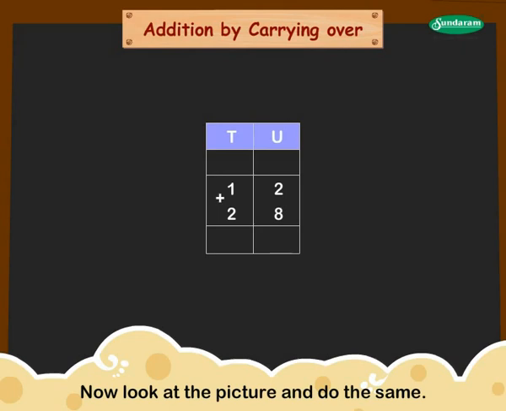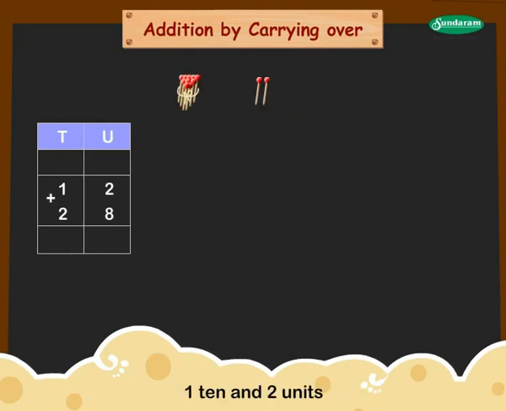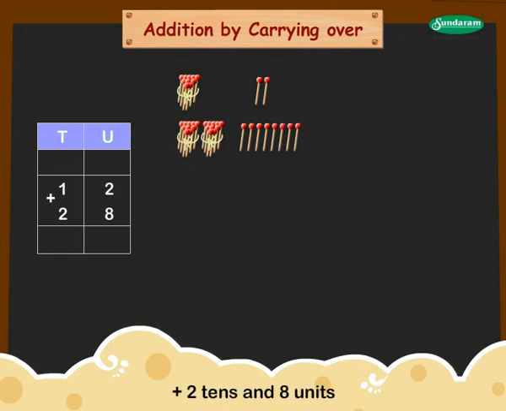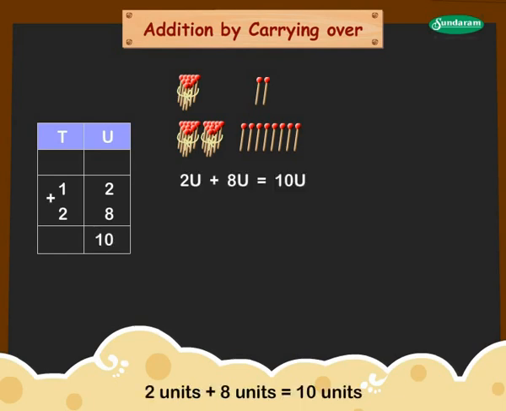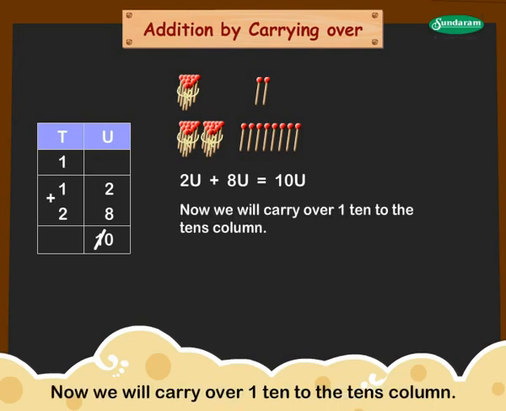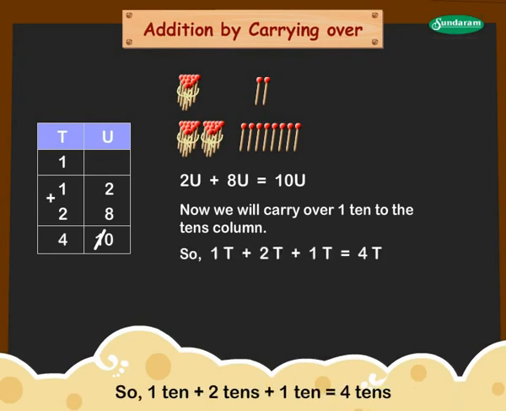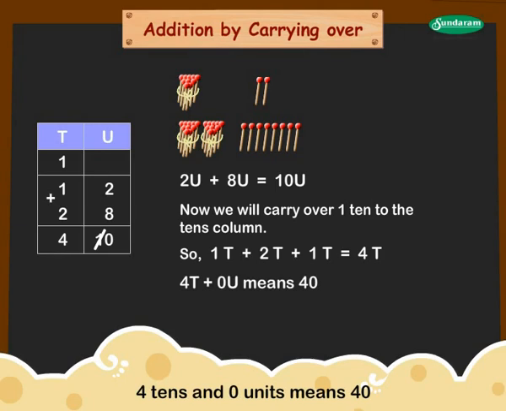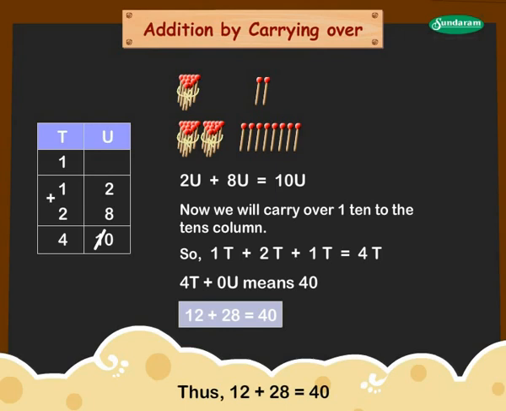Now look at the picture and do the same. 1 ten and 2 units plus 2 tens and 8 units. Now let us add 2 units plus 8 units equals 10 units. Now we will carry over 1 ten to the tens column. So 1 ten plus 2 tens plus 1 ten equals 4 tens. 4 tens and 0 units means 40. Thus 12 plus 28 equals 40.